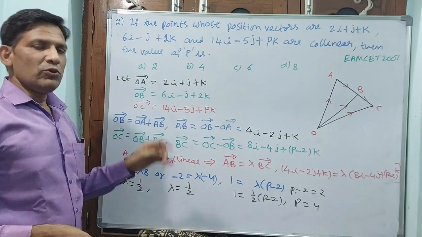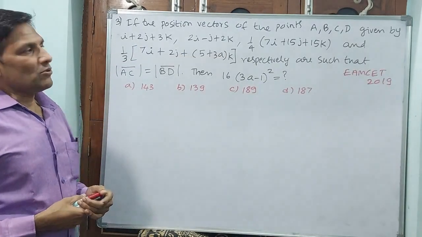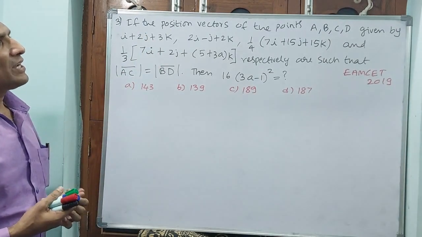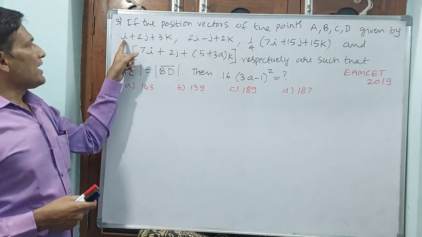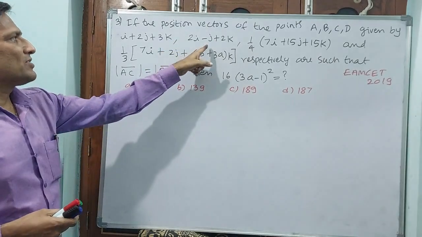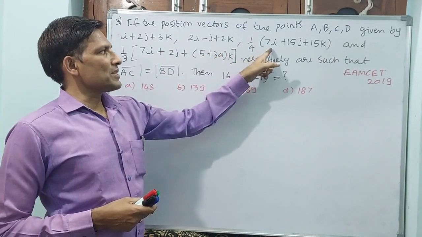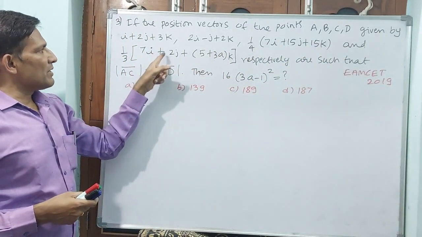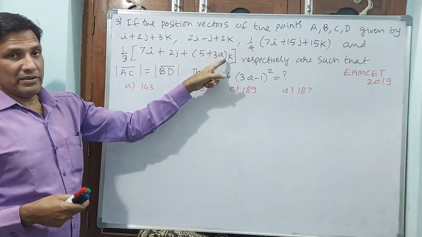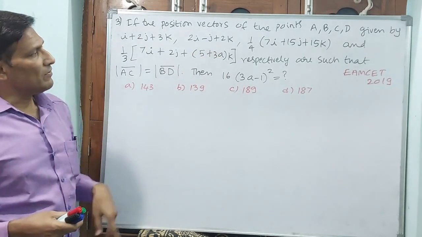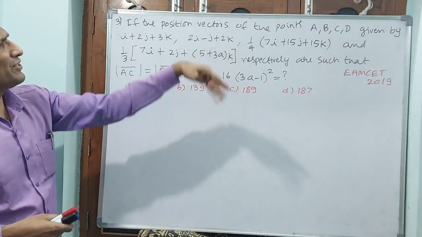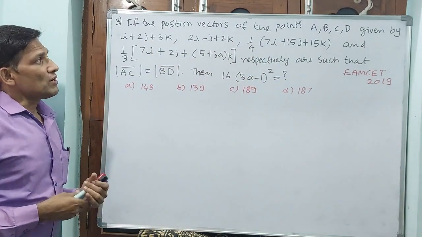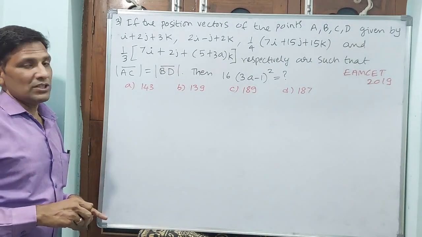Take this, we'll go for the next question. See the third question, a little bit lengthy question. If the position vectors of the points A, B, C, D are given by i plus 2j plus 3k, 2i minus j plus 2k, 1 by 4 times of 7i plus 15j plus 15k and 1 by 3 times of 7i plus 2j plus 5 plus 3a k, respectively. Respectively means A, B, C, D, 4 are there. You can write OA, OB, OC, OD, because position vectors means OA, OB, OC, OD you have to write.